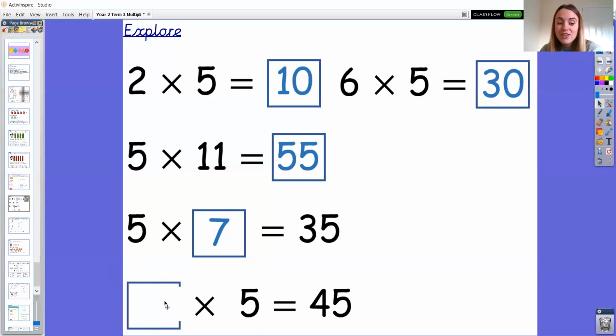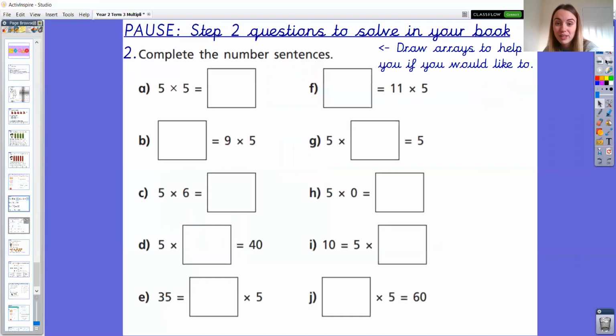Well done. 9 lots of 5, because we know 45 is 5 less than 50. Brilliant. Let's say that multiplication together using the word times. 9 times 5 equals 45. Brilliant. Well done, you 2.